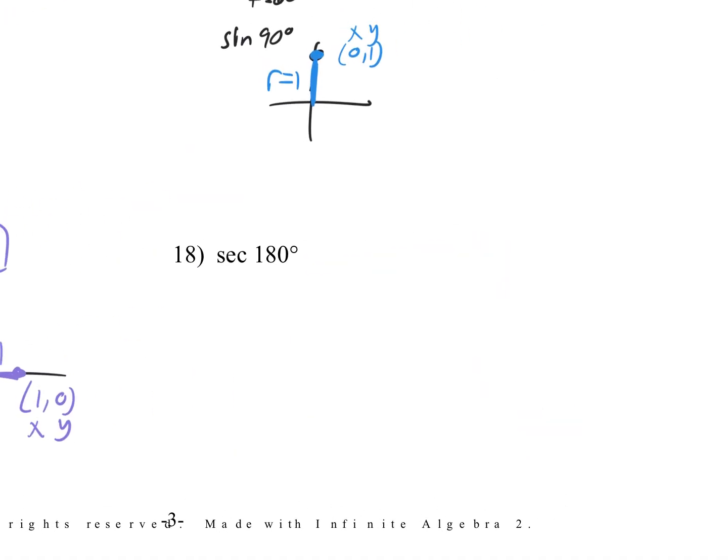All right, and now secant of 180. 180 is on this side of the x-axis, so it's going to be negative 1, 0. Secant is r over x. My x value here is negative 1. My r is going to be 1. So it's going to be 1 over negative 1, which is negative 1.